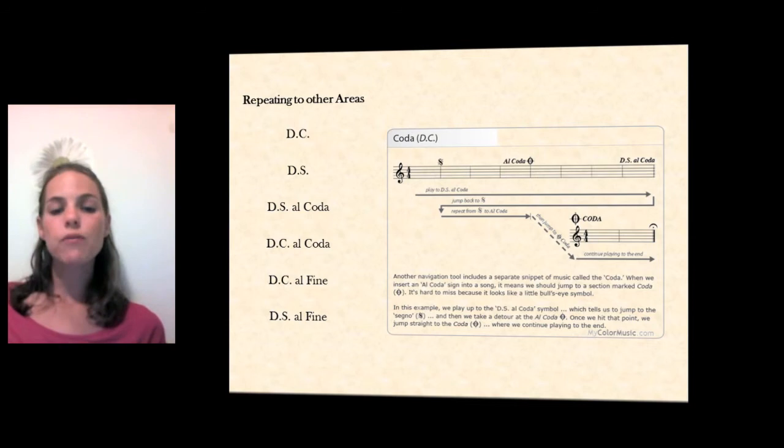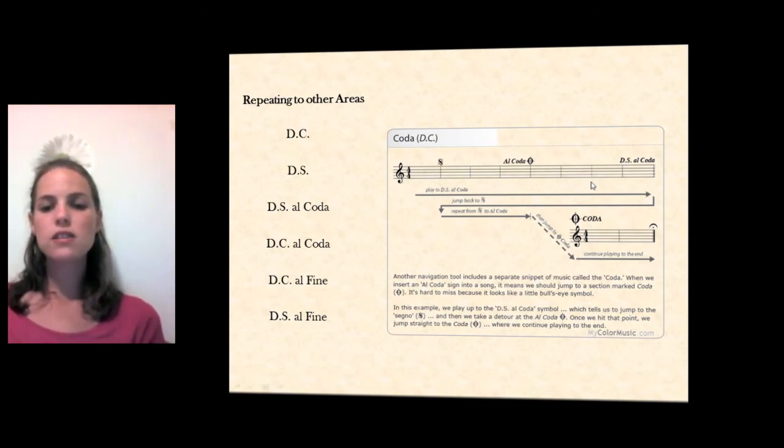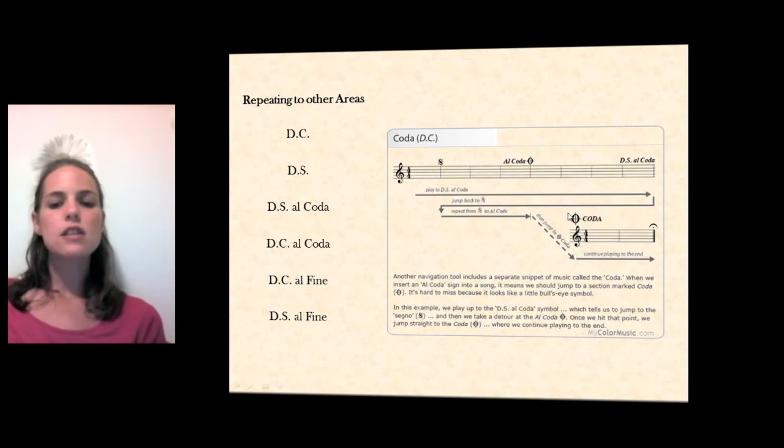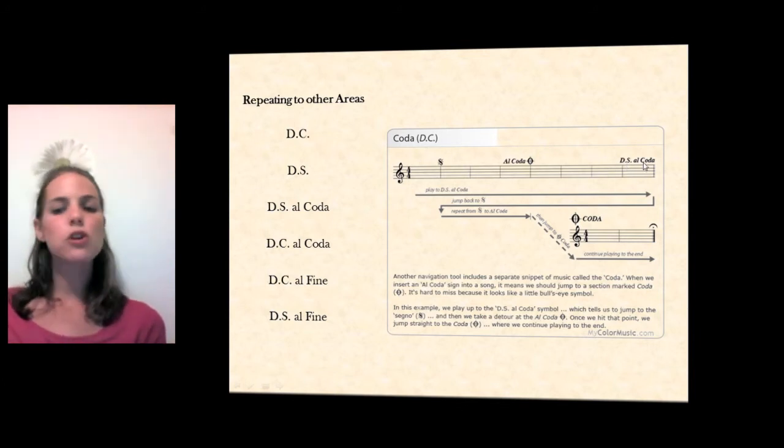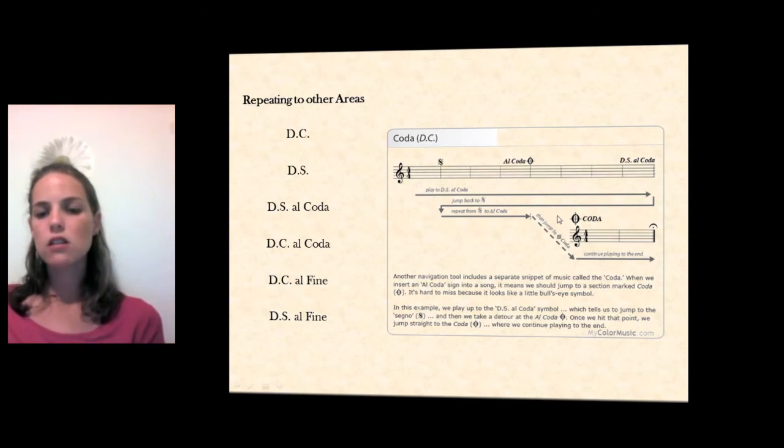DC al coda. Now, the coda we mentioned is a passage at the end. So notice it's a little bit separated. You'll see this sign here, that is the coda sign. We play through the beginning, DS, dal segno, al coda, so we play to the sign and go from the al coda to the coda. So we go to the end, to the sign, al coda, get to here, go to the coda.